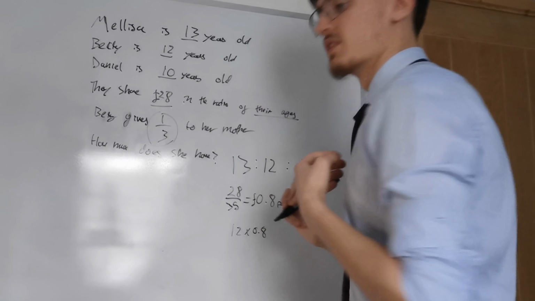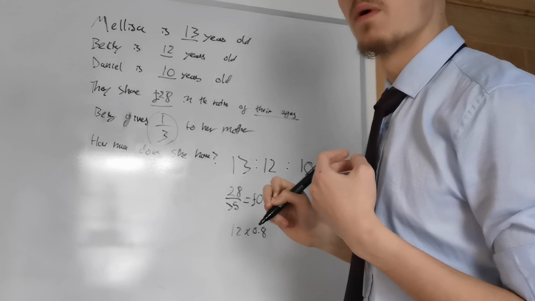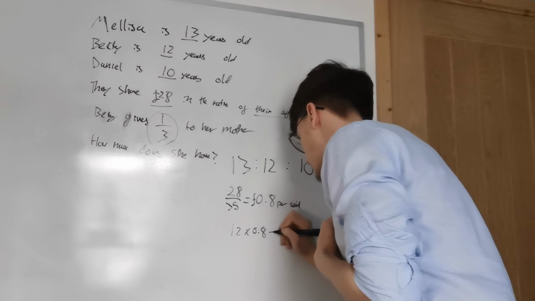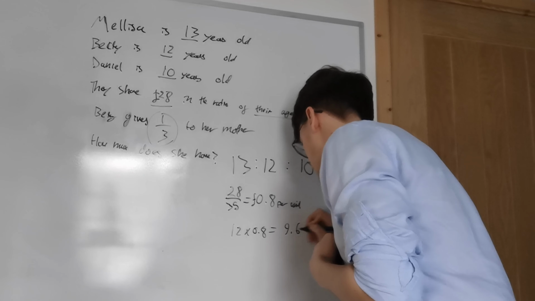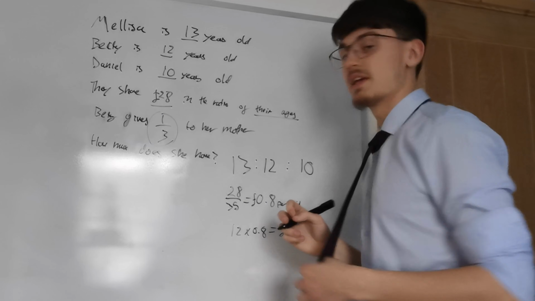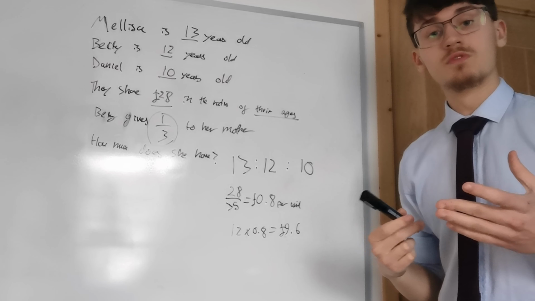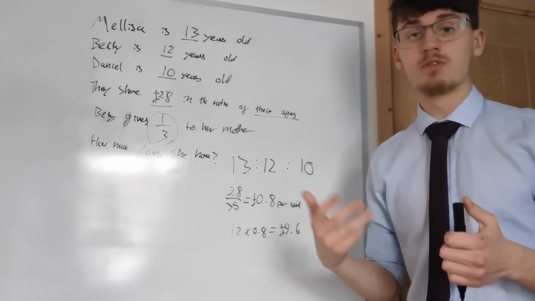12 times 0.8. What is that, Ezra? 9.6. It's 9.6. 12 times 0.8 is 9.6 pounds. So we know that Becky has 9.6 pounds in total. But now we need to move on to our final step, which is sharing out the 1/3.